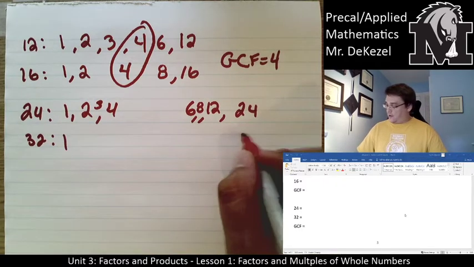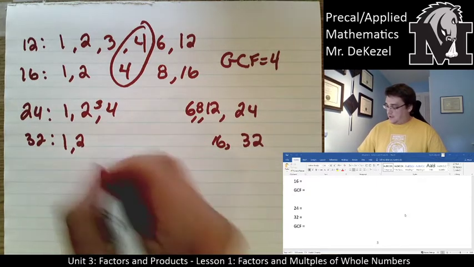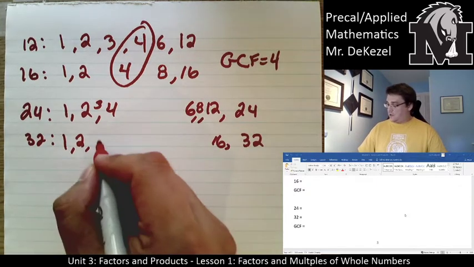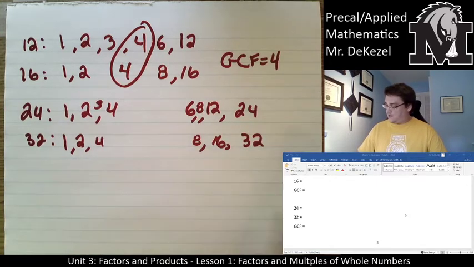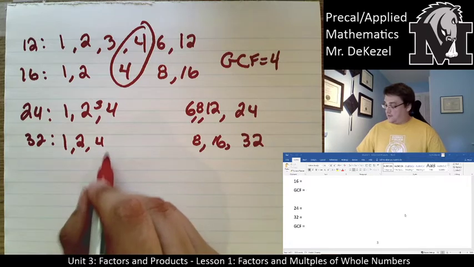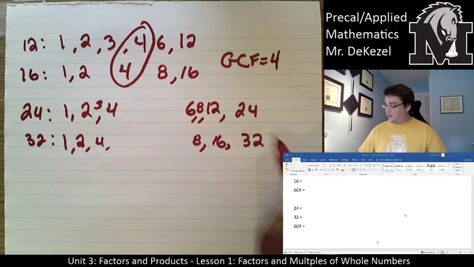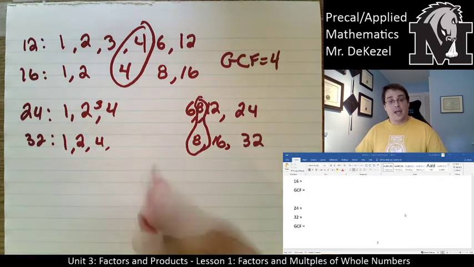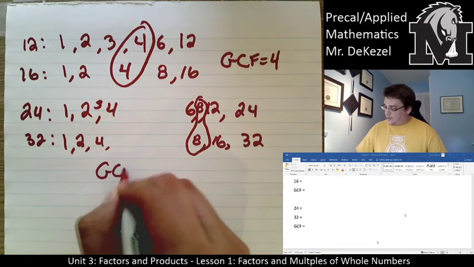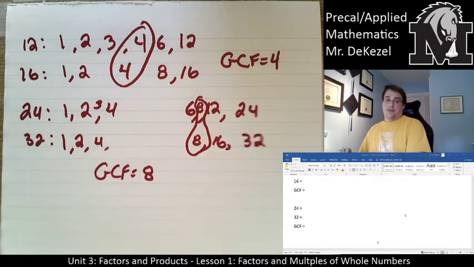32, we could do 1 and 32. 2 and 16. Not 3. We could do 4 and 8. Can we do 6? No, we can't do 6. 7? No, we can't. So we would go through here. We see the largest number that they have in common. It looks to me like 8 would be that number. So the greatest common factor for those values would be 8. Let's prove that here on this next part.